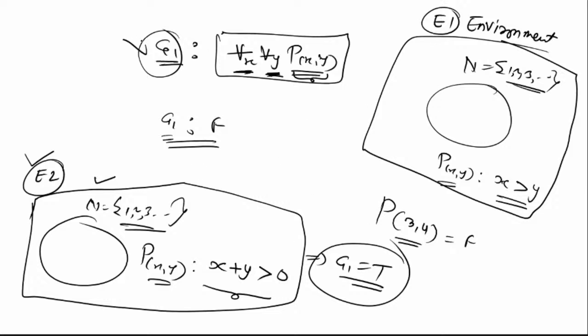So, we have a first order logic formula. This G1 is a first order logic formula. Now, for this formula, we have two environments, E1 and E2. In this environment E1, this formula is becoming false. So in this environment, you can say G1 is becoming false. And in this environment E2, this formula is becoming true.